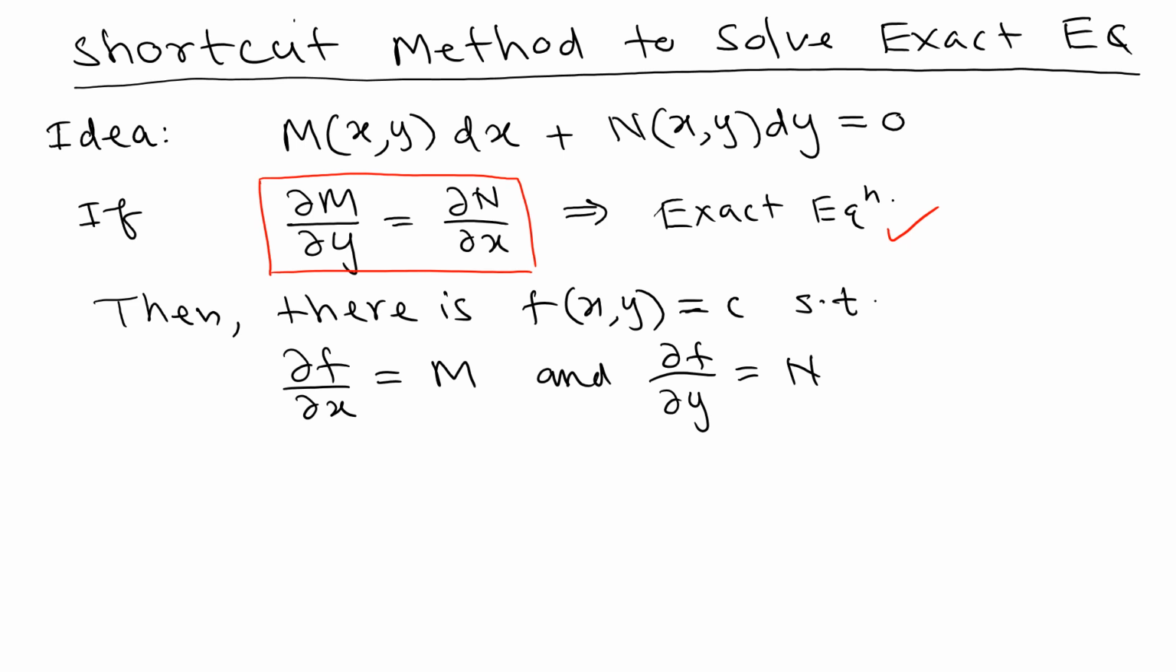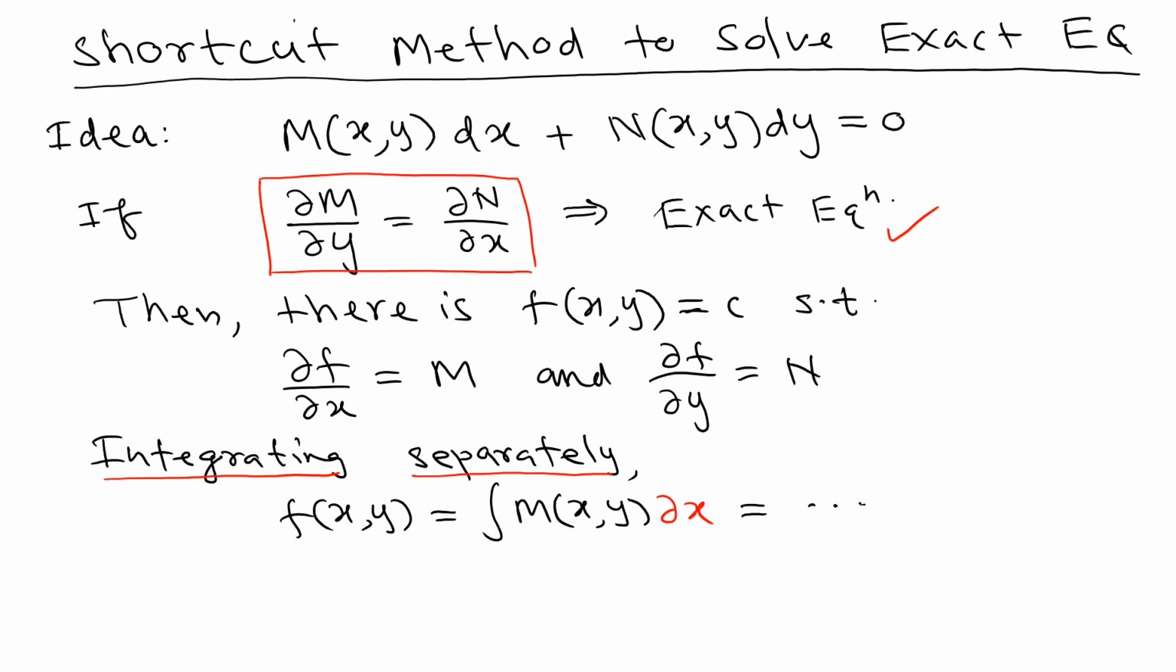And then what we do now, we integrate them term by term, separately. You integrate the first one by x, the second one by y. From the first one we get some expression of x and y, where you integrate partially with respect to x, keeping y fixed. Now do the same thing with the other one. You integrate partially with respect to y, so you get another expression.